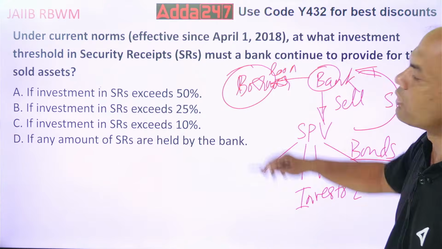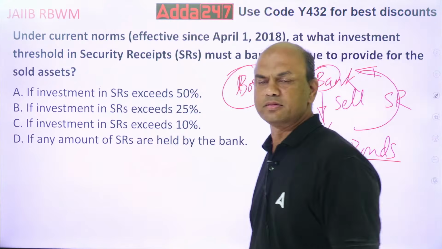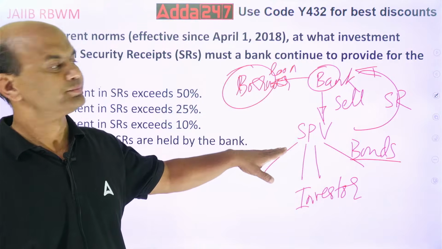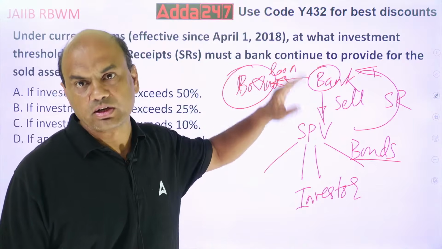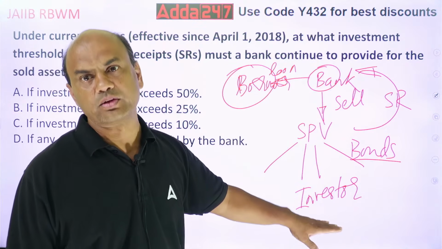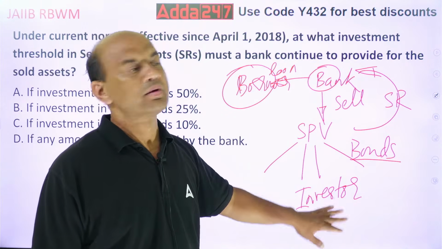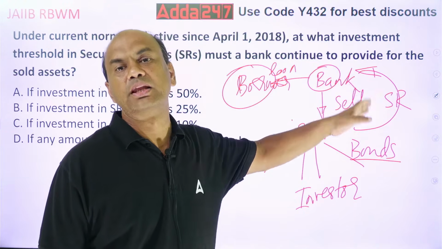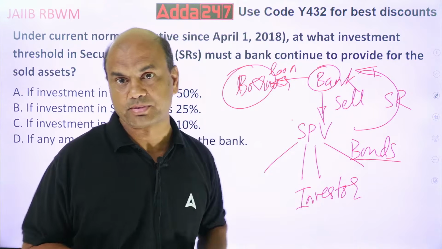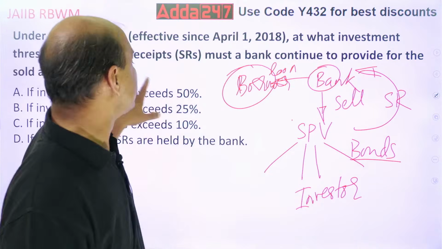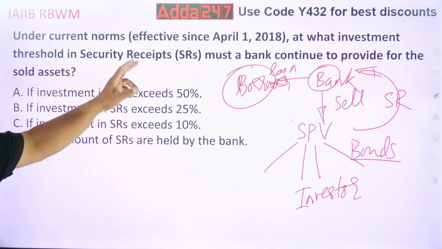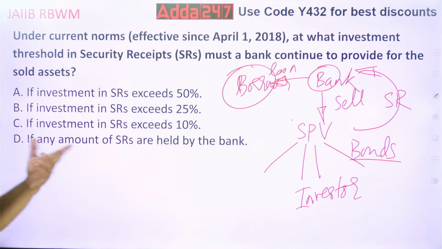This is the overall process of securitization. Bank sells the loans to SPV. SPV converts it into bonds and sells it to investors. Bank will give loan, SPV will give money in form of SR, security receipt. Okay? So now the question over here is, at what investment threshold in the SR must the bank continue to provide? So what is the threshold?